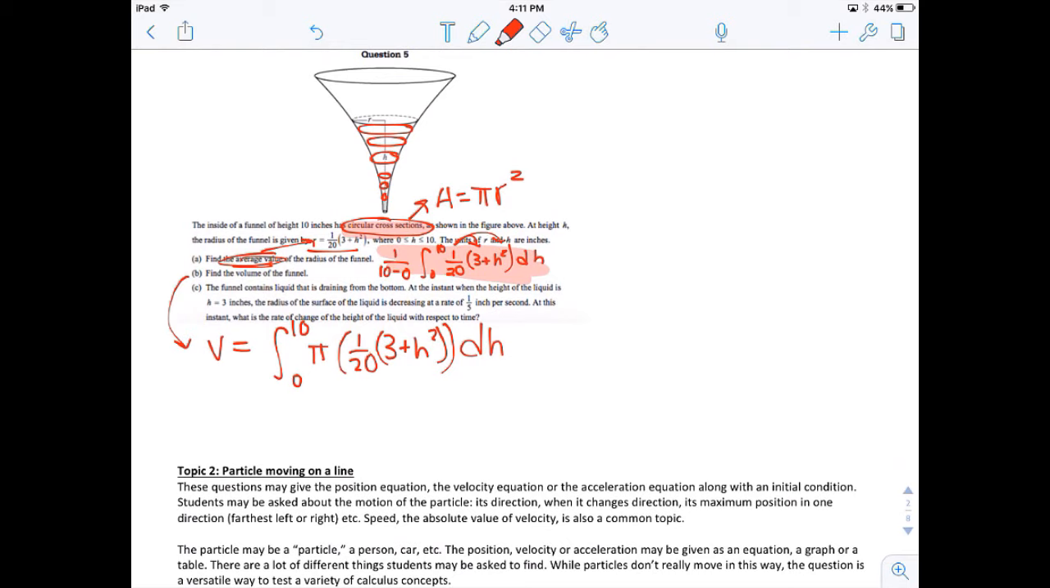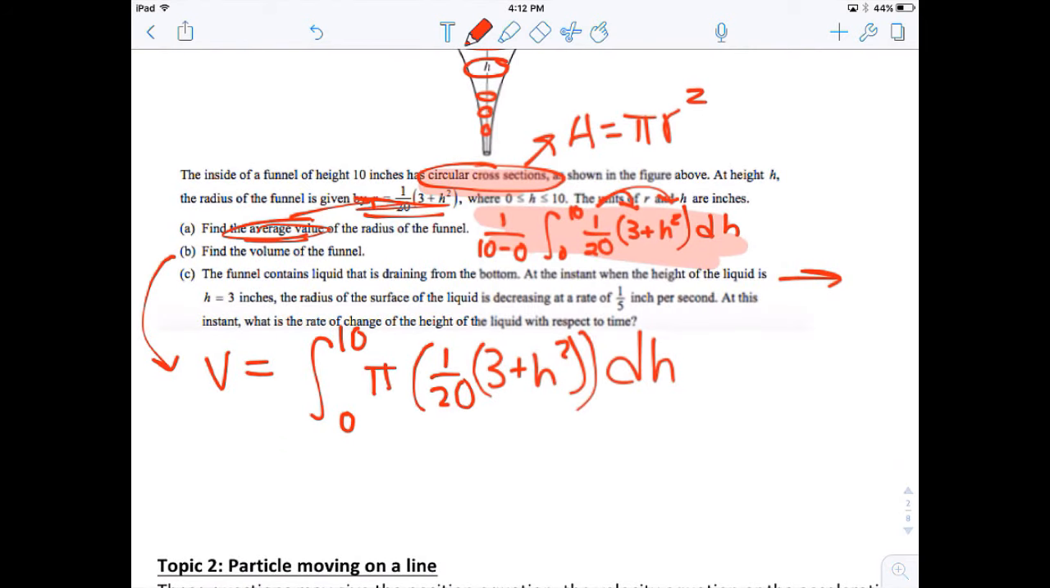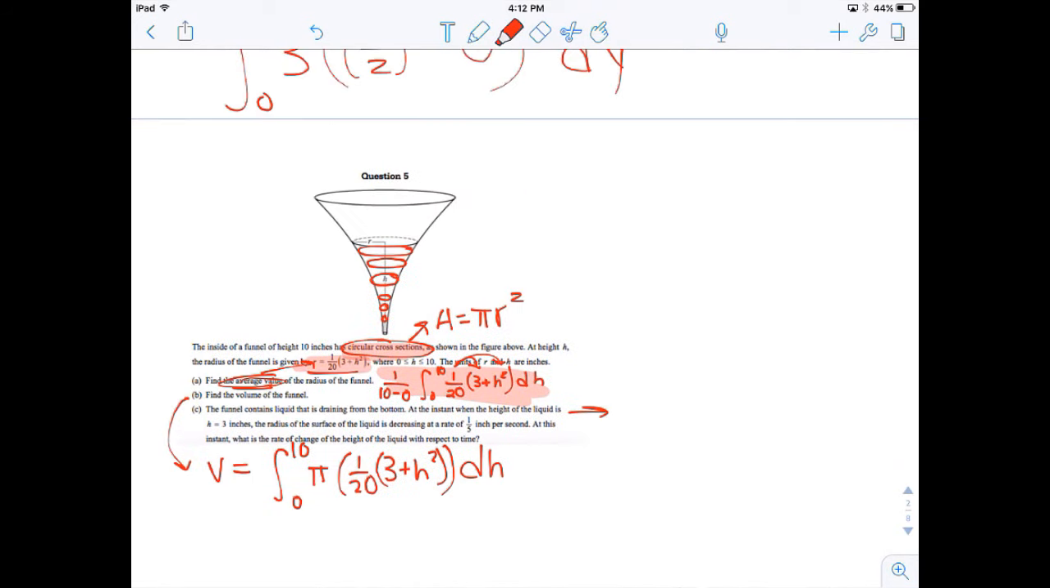This was a related rate. The funnel contains liquid that's draining from the bottom. At the instant when the height is 3, the radius is decreasing at that rate. At that instant, what is the rate of change of the height? Again, not a cone. You could just use the formula that they gave you right here and then take the derivative with respect to time. So that, in general, is what I would say are good baselines to know for area volume.